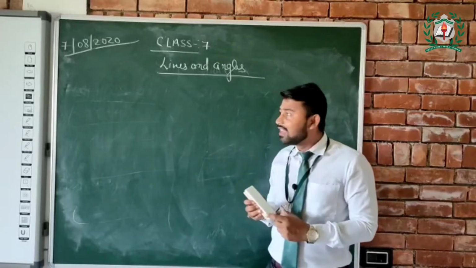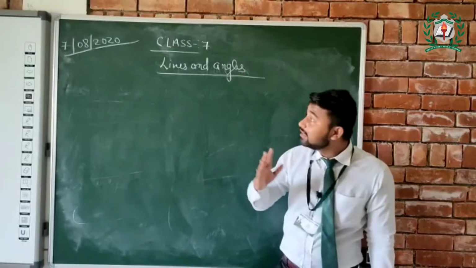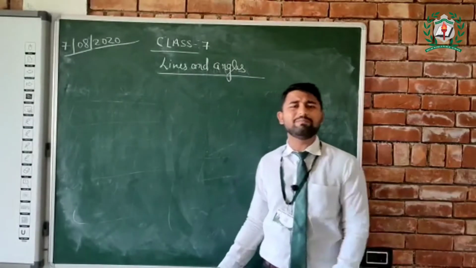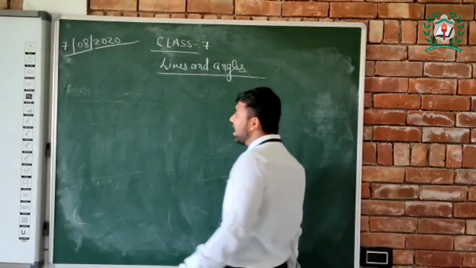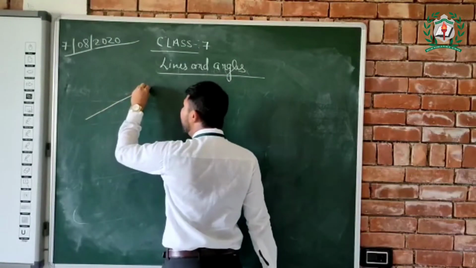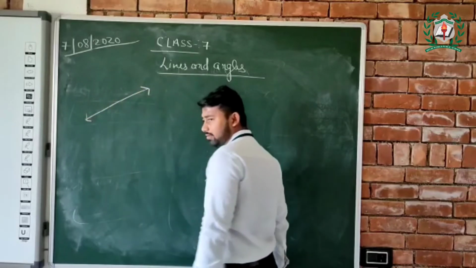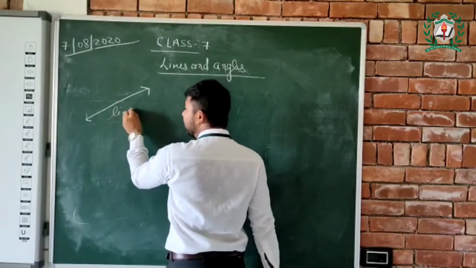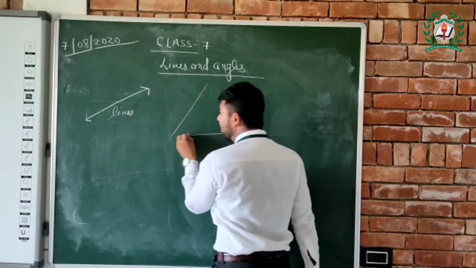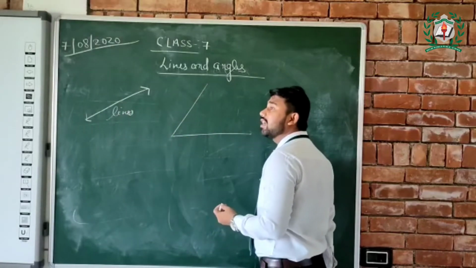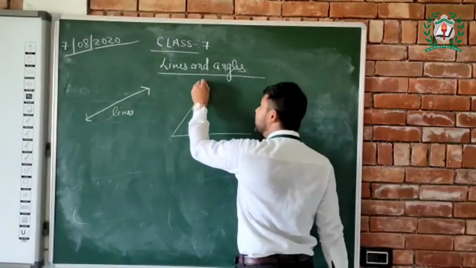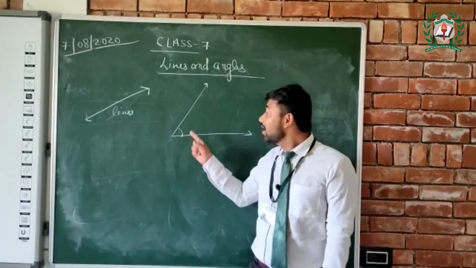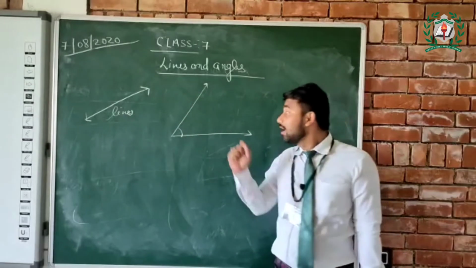Now, after that, let's learn about chapter number 5, that is lines and angles. What are lines and angles? You studied in the previous class that a line segment has two end points, and a line extends with arrows on both ends. When two lines intersect each other, they make an angle.